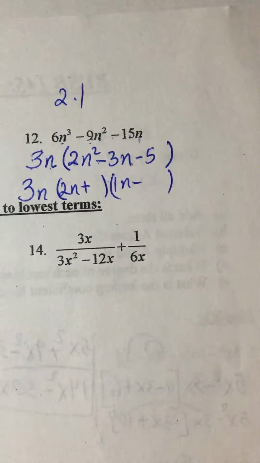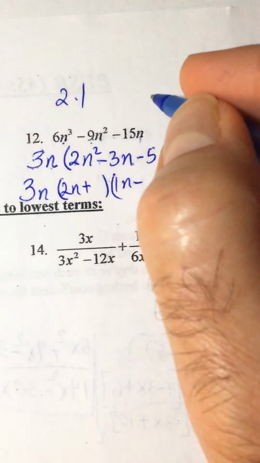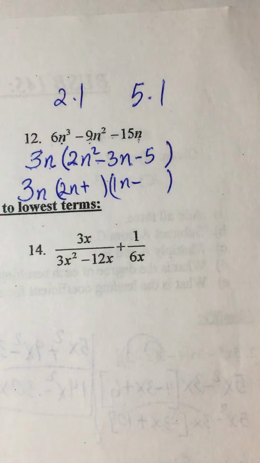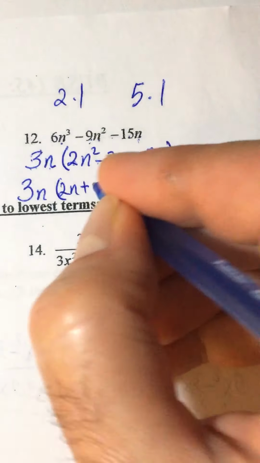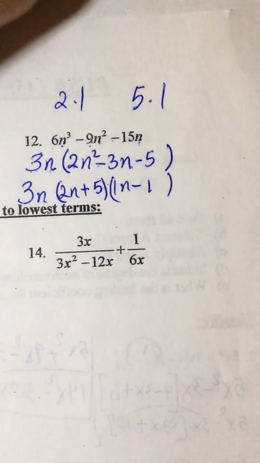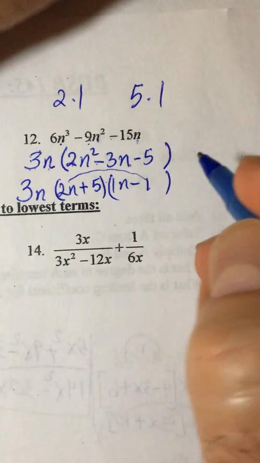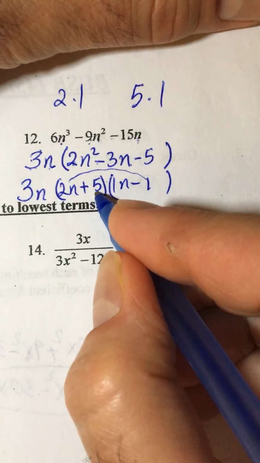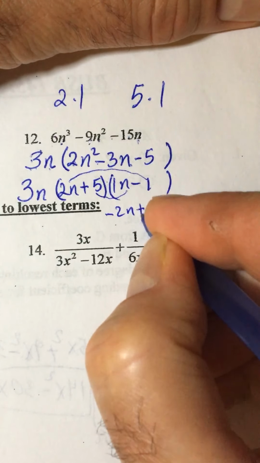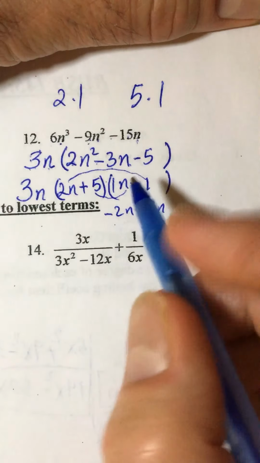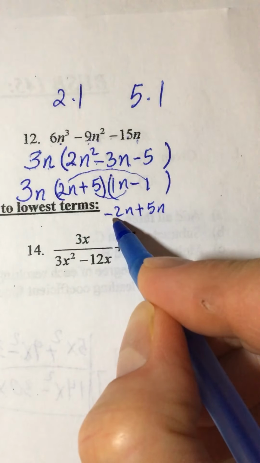Then you look at the factors of the last number. What are the factors of 5? It's a prime number like 2, so it's just 5 and 1. So I'm going to put the 5 here and a 1 there, and see if it works. How do you check it? You multiply the ones that are farthest apart, that's negative 2n. You multiply the ones that are closest to each other, that's 5n. Do I get the negative 3n? 5n minus 2n, I get a positive 3n.